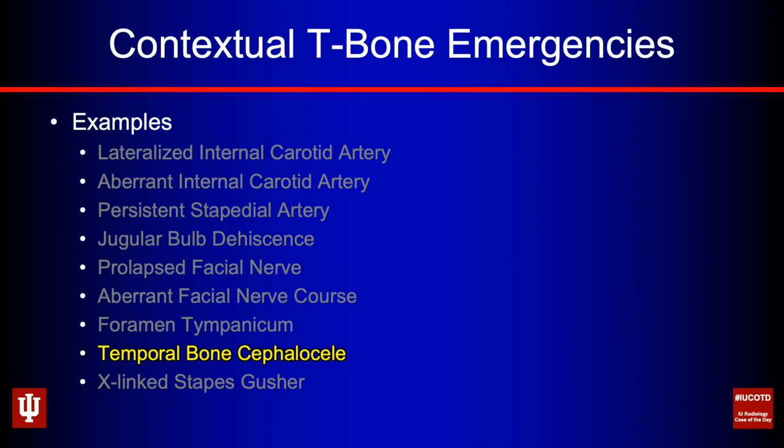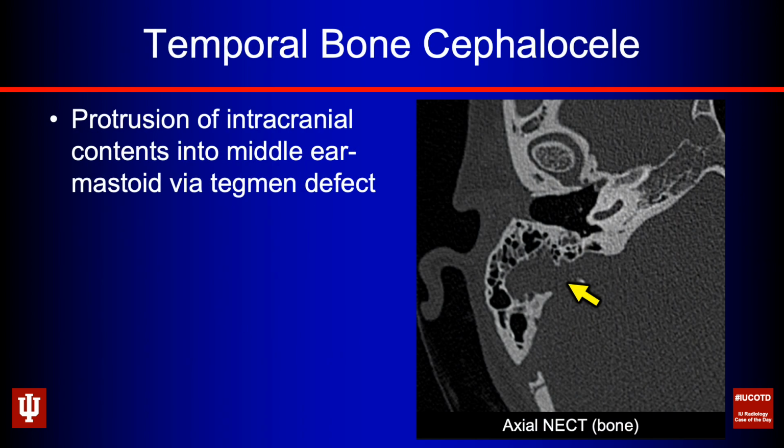Then the last thing I'm going to talk about in these contextual T-bone emergencies is a temporal bone cephalocele. And this is simply a protrusion of the intracranial contents into the middle ear mastoid via a tegmen defect. So here we see this broad tegmen defect. We have an opacified mastoid deep to it. Before you go and say this is fluid from a CSF leak or just some localized fluid within the mastoid, use what's at your disposal.